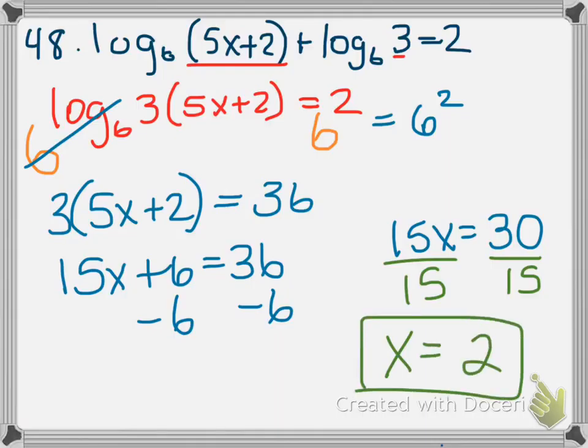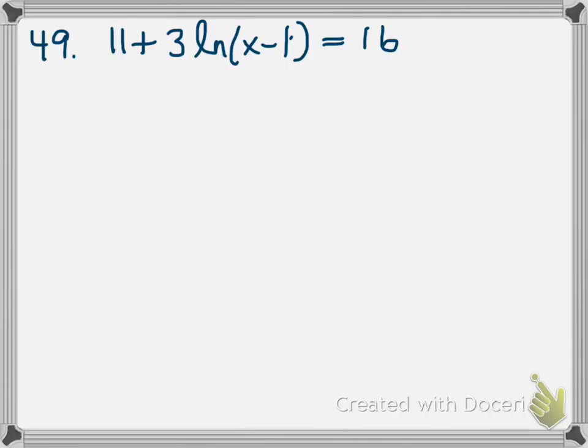So again, if you have two logs on the same side of your equation, combine them together using your log properties. If you're adding, you multiply the two values. If you're subtracting, you divide the two values. Okay? And once you have the log term by itself, then you're going to use the same exponential base as your log base to be able to cancel the logs out. So let's go ahead and look at question 49.